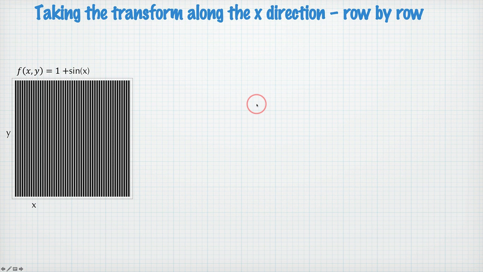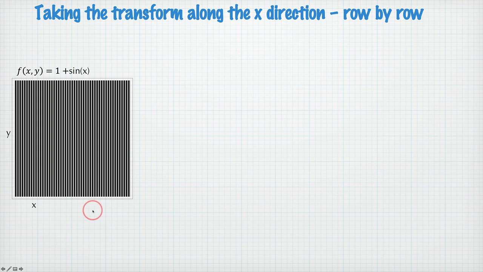So to kick things off, let's consider an image that looks like this. We're defining this image as a function f of x and y, and the function is 1 plus sine x. So this has a minimum value of 0 and a maximum value of 2. And so we can imagine constructing this image, for example, by colouring all of the maximum parts black and the minimum parts white. So the white parts here will be 0 and the blackest parts are 2, and in between we have shades of grey. So here's our image in the x and y directions.